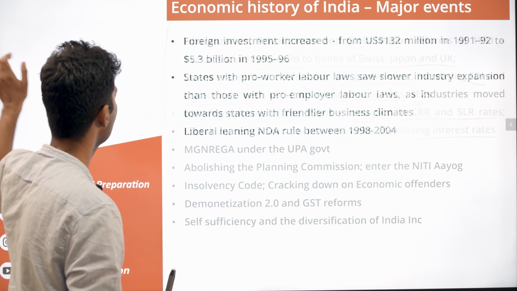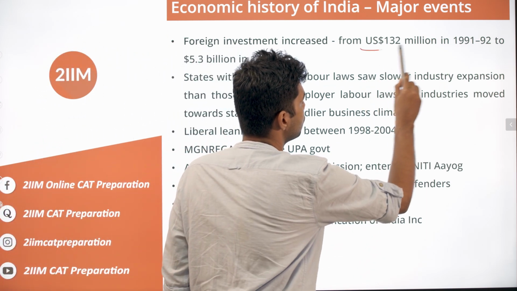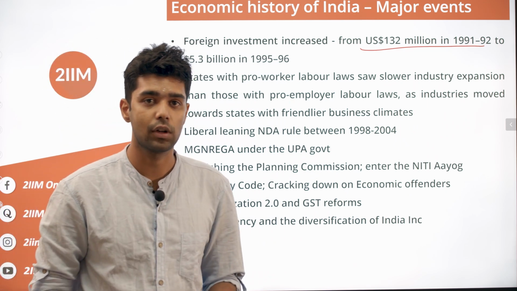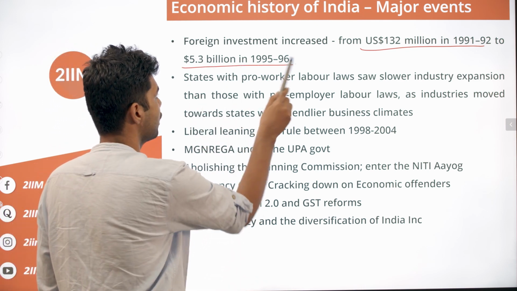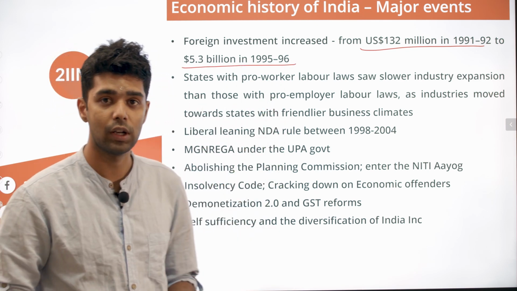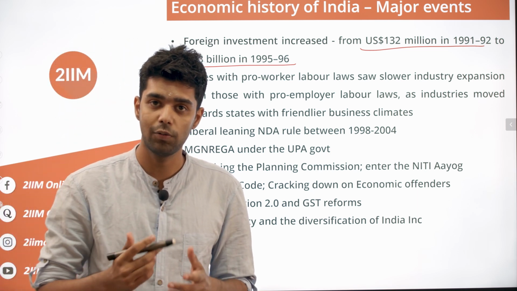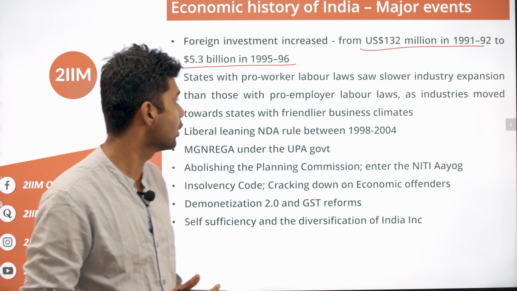We'll see what was the effect of that. So in 1991-92, US dollar 132 million was the amount of foreign investment in the country. But immediately after the reforms, just after 4 years, it rose to 5.3 billion. So initially 132 million, and then later in just 4 years, 5,300 million. So the amount of money that the foreign companies and countries were putting into our country was immense.